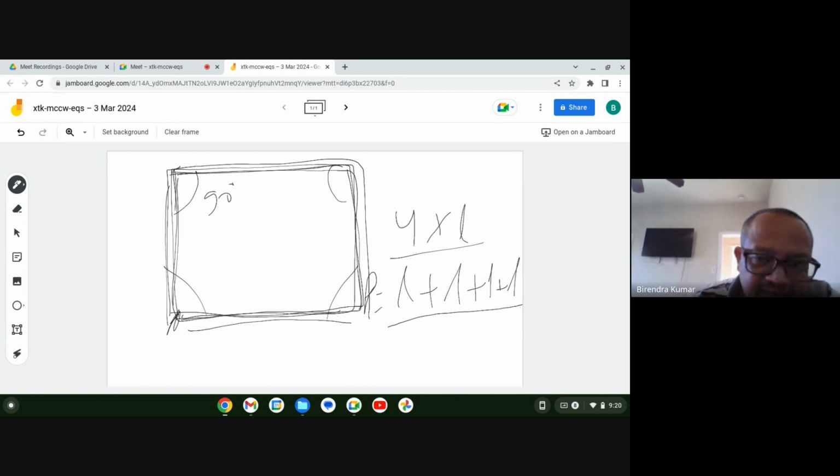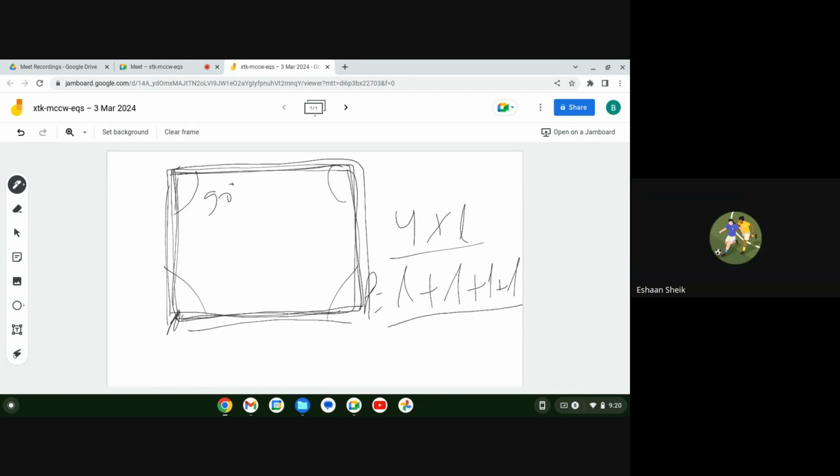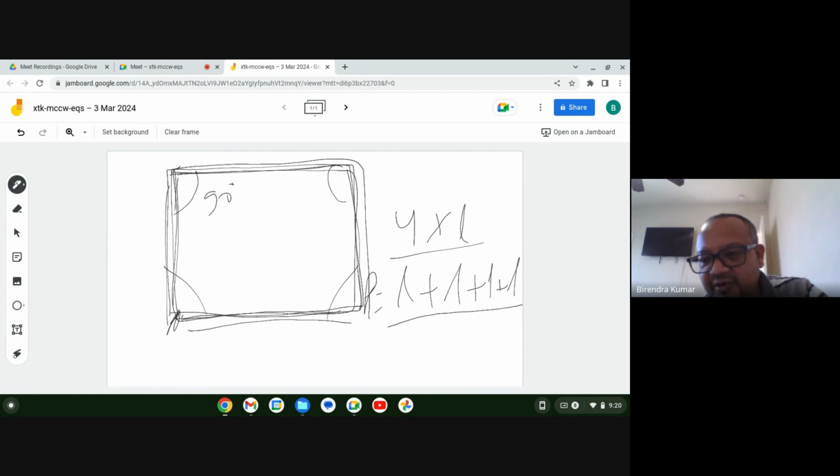If you want to remember the formula, it's always up to you. But remembering the formula for perimeter is not a great idea. It just helps you save some seconds, but if you remember the concepts, you will never go wrong.